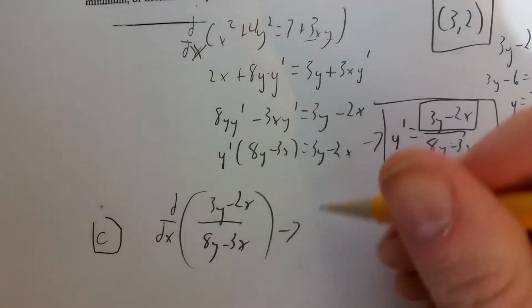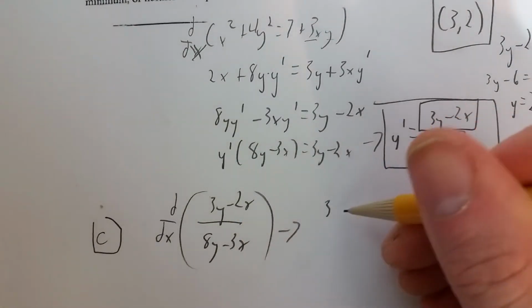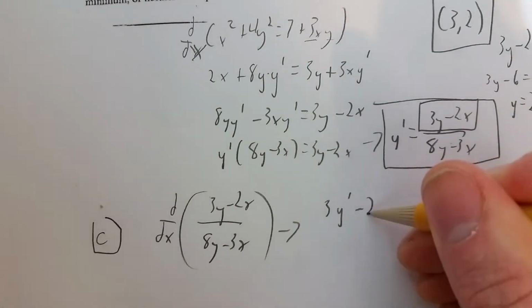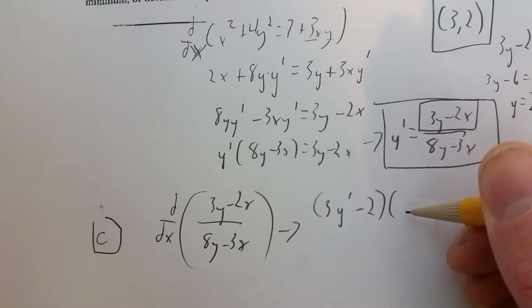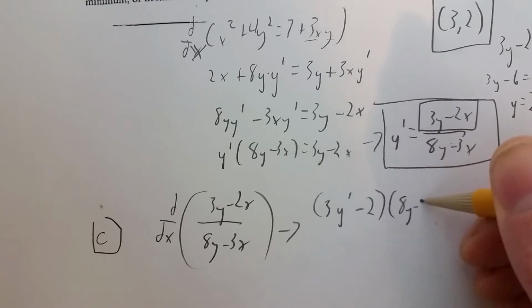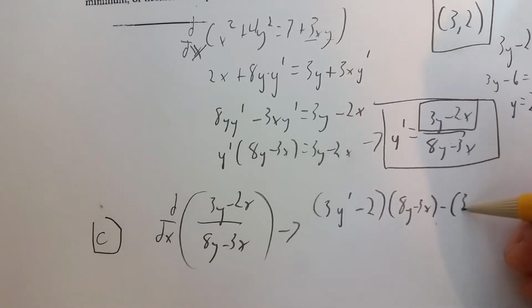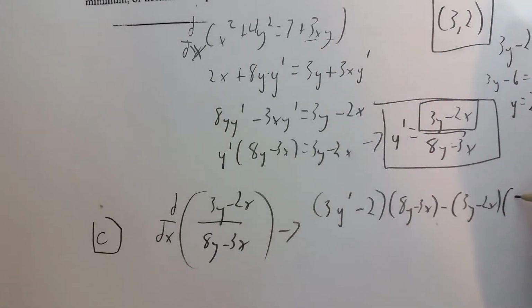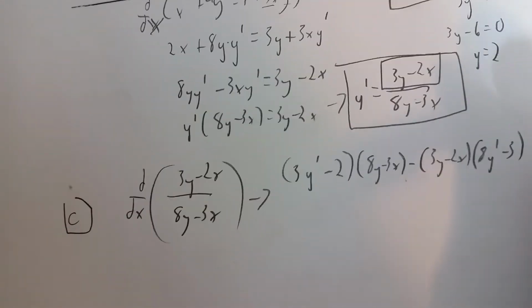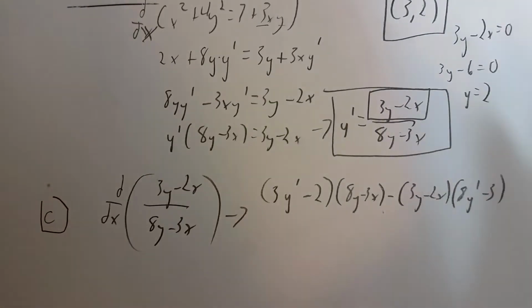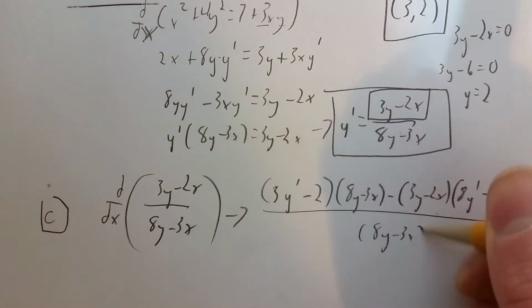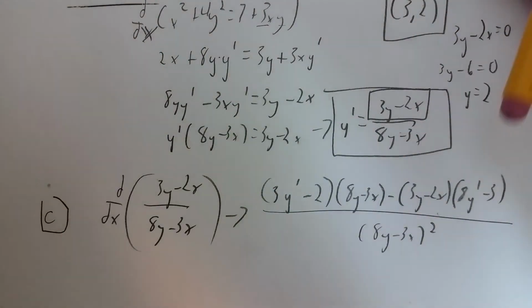Derivative of the top is 3y prime, because the variables don't match, the x and y, minus 2, times the plain old second, which is 8y minus 3x, minus the plain old first, which is 3y minus 2x, times the derivative of the second, which is 8 times y prime minus 3. I'll try to get that in. Okay, there you go. And that's all over the denominator squared. Okay. So that's the second derivative.